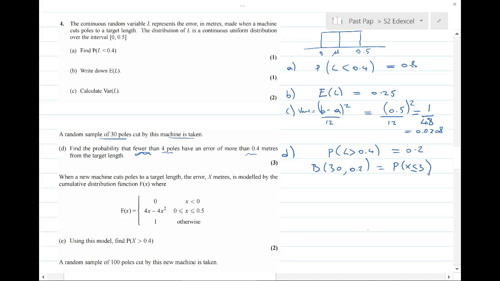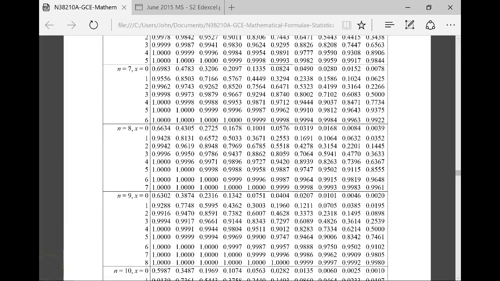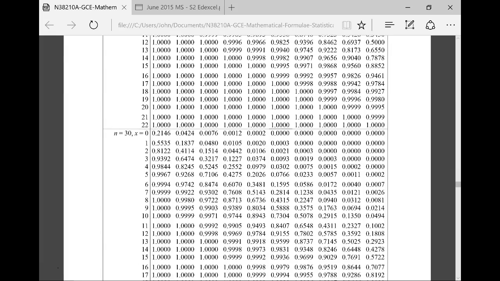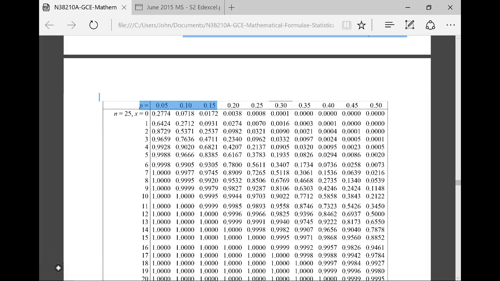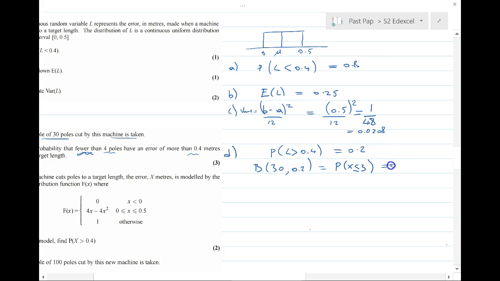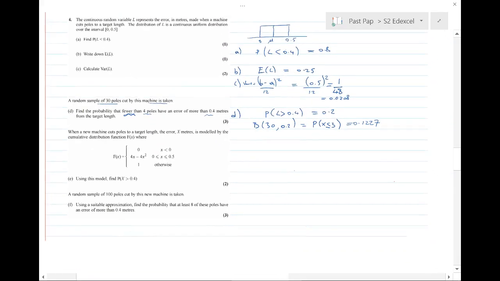Okay, so we need to find this number in our tables. The inequality is going in the right direction for us to use the tables without any manipulation. So scrolling through the papers, we need to find 30 trials, and we're looking for the 0.2 column, the fourth column along. For 30 trials, the probability that X is less than or equal to 3 is 0.1227. Okay, so let's go back to the page. 0.1227.